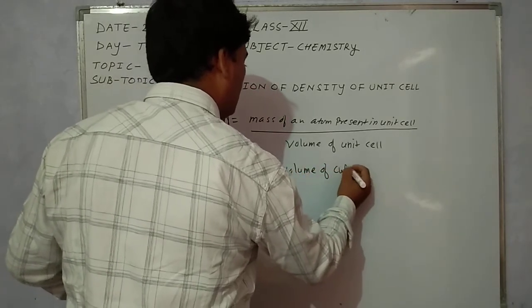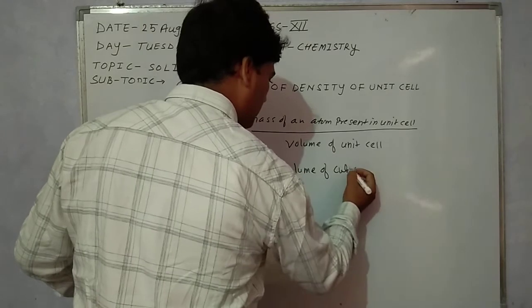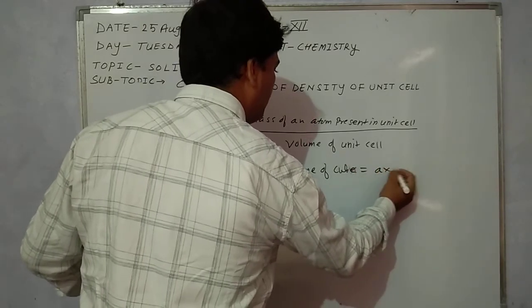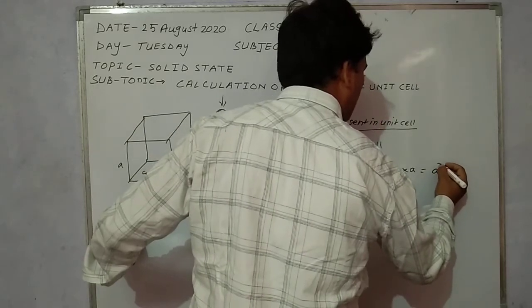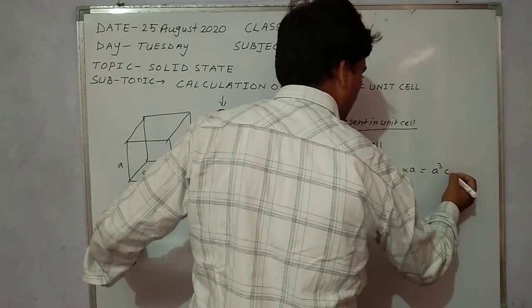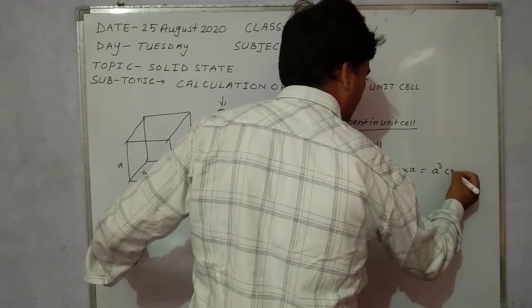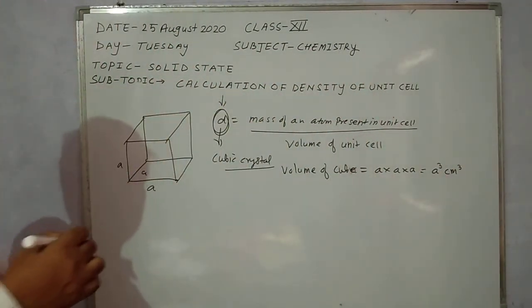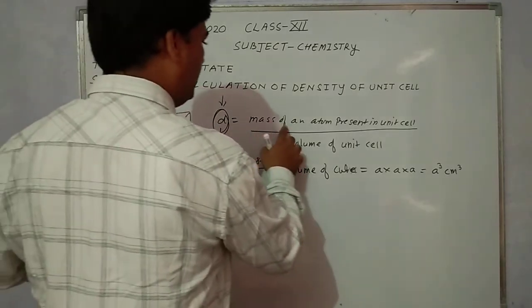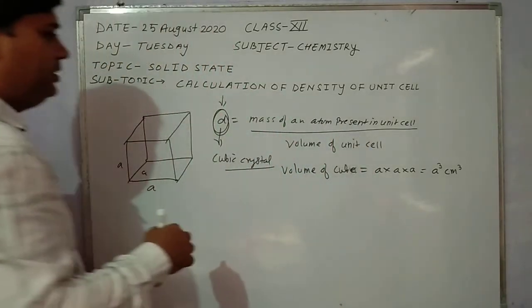of cube is equal to a into a into a, that is a cube, centimeter cube. Next, we have to calculate the mass of atoms present in a unit cell.